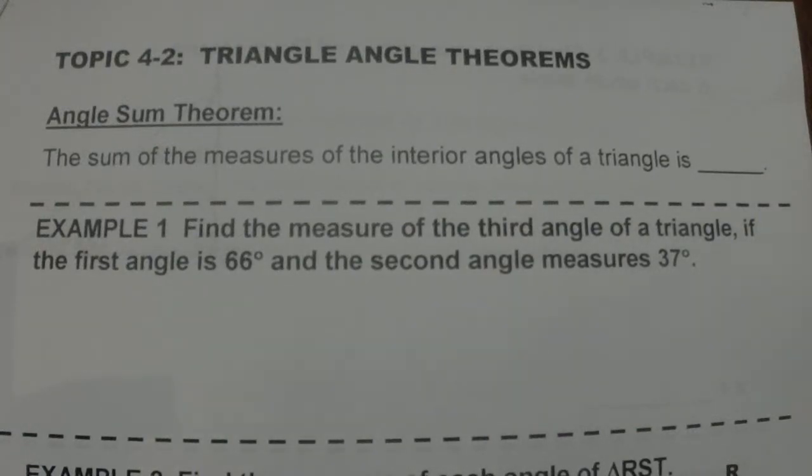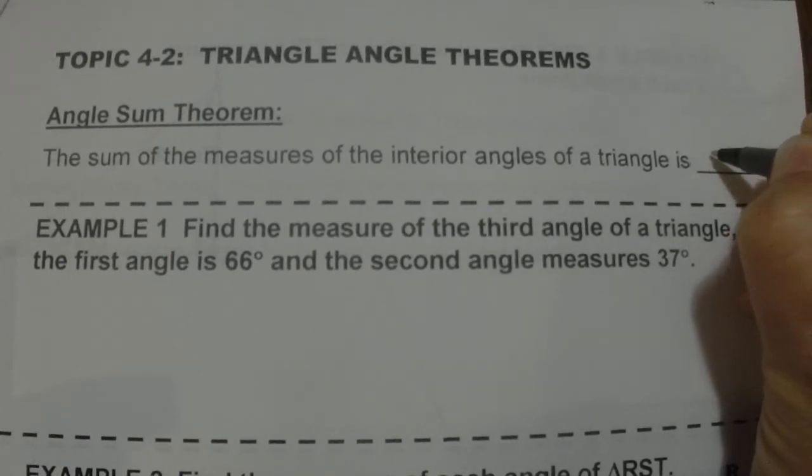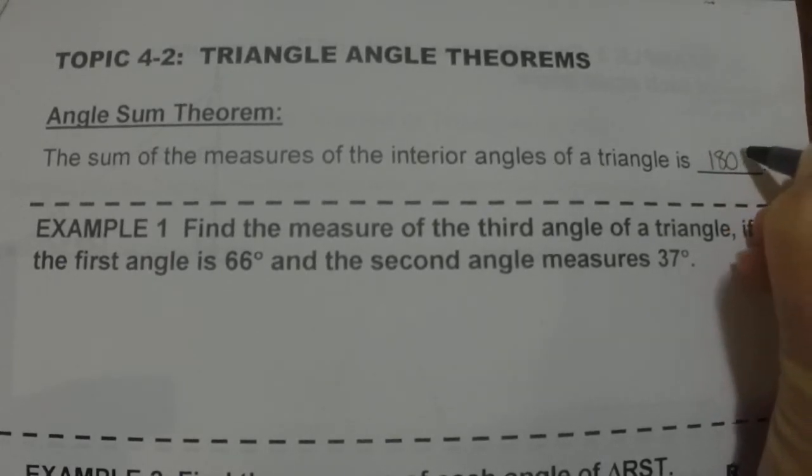Okay, so we're going to do your notes over triangle angle theorems. If you are at this point, that means you have already completed your Exploring Triangles lab, so this should be kind of repetitive. The angle sum theorem says that the sum of the measures of the interior angles of a triangle is... This is the same question you guys have seen several times, but the sum of the interior angles is 180 degrees.